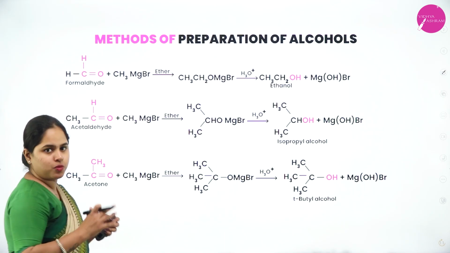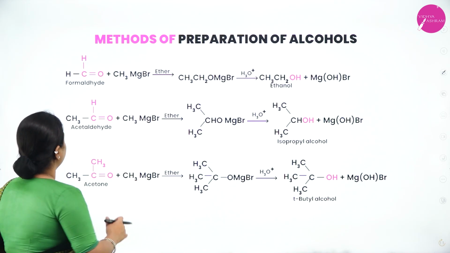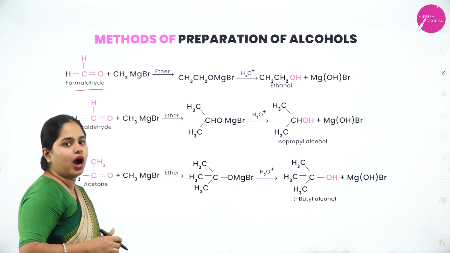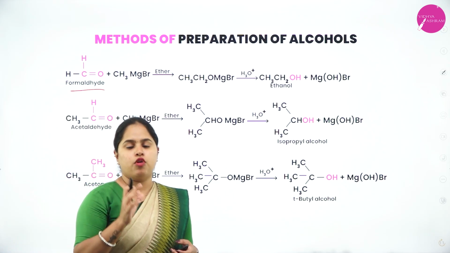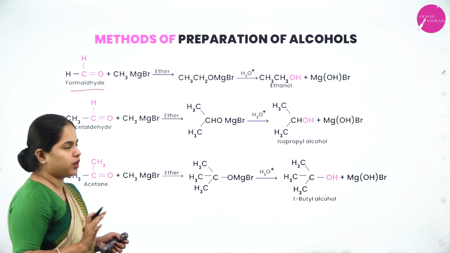Now let's take some specific examples and discuss. Those were the general representations. Now first we are going to take formaldehyde. As discussed before, formaldehyde will give you a primary alcohol. So the same method that we have followed, we are going to see here.